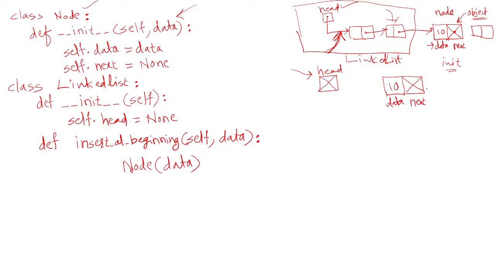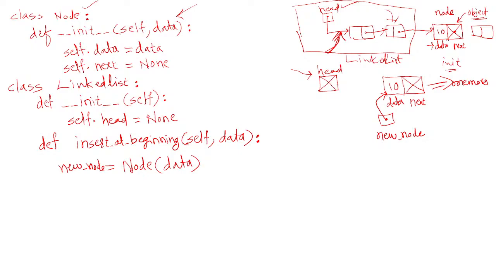This node address, you should catch and store somewhere. I am storing it in a variable called new node. So there is a variable created called new node, and it is pointing to this node object. This is the actual memory created for the node, and I am storing this memory address in the variable called new node. This is the very first thing: whenever you insert a new node, first allocate memory for the new node.